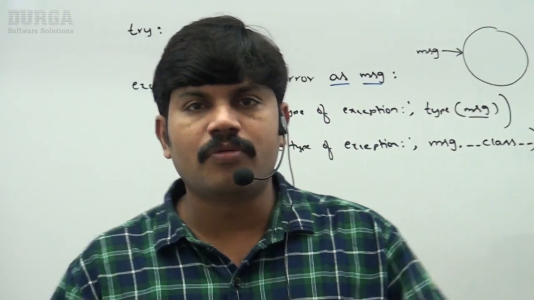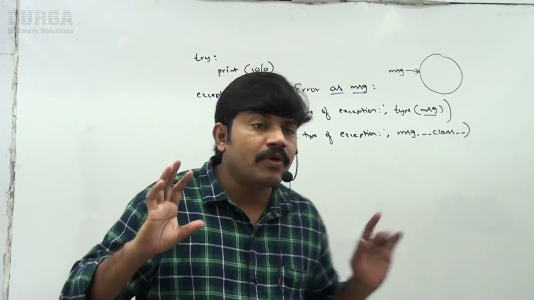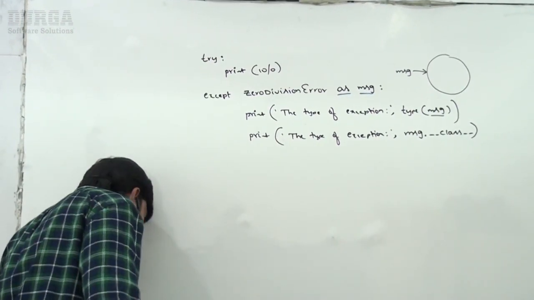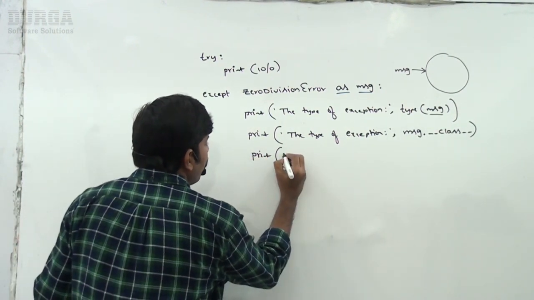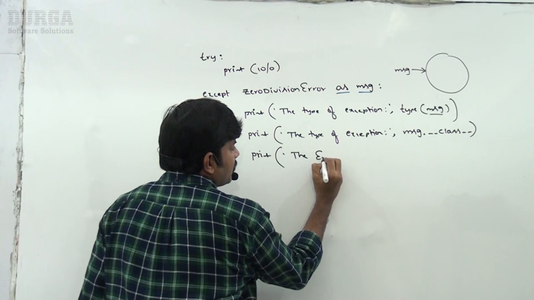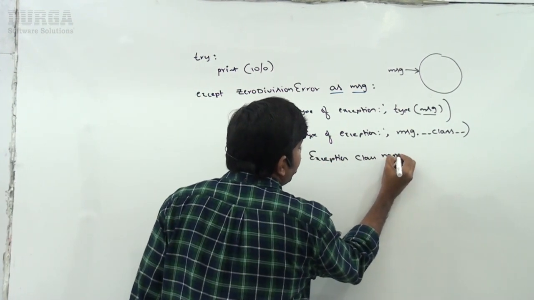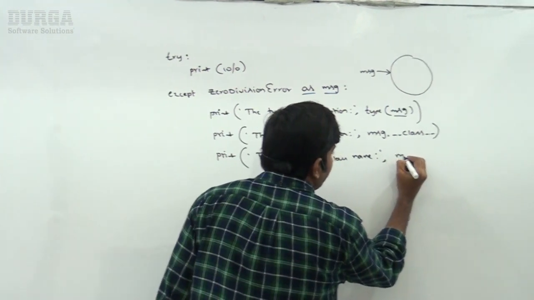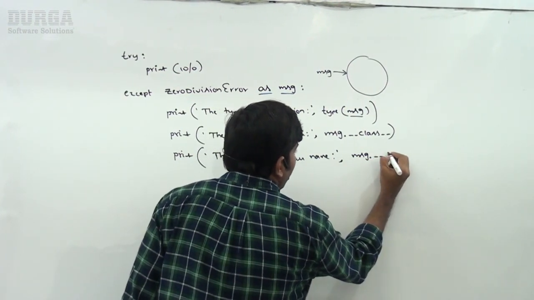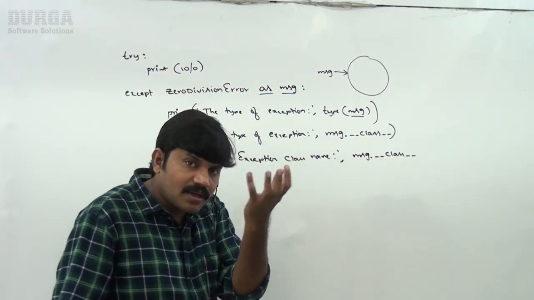Now my requirement, sir: I don't want class ZeroDivisionError, I just want the exception class name. What is the way, sir? Very simple. Observe carefully, right here. Print the exception class name. Like this I'm taking, sir. For the exception class name, the way is msg dot __class__. It is going to return the class object.